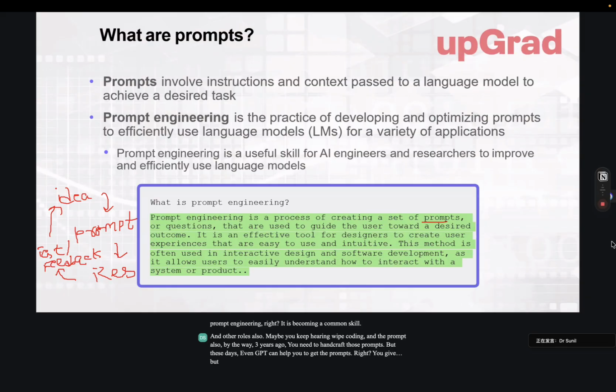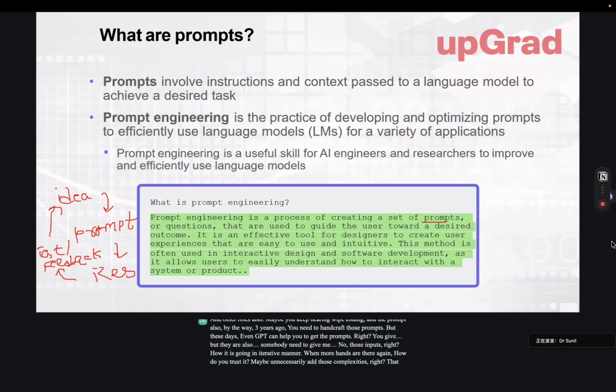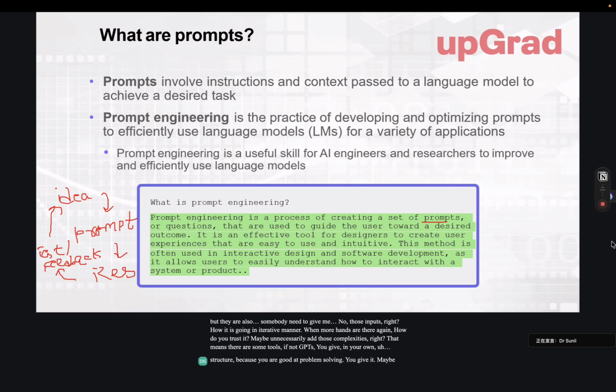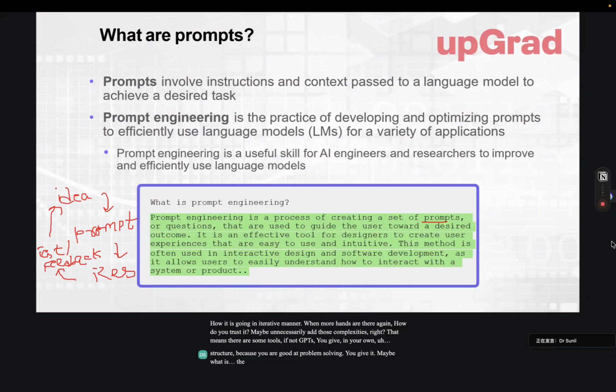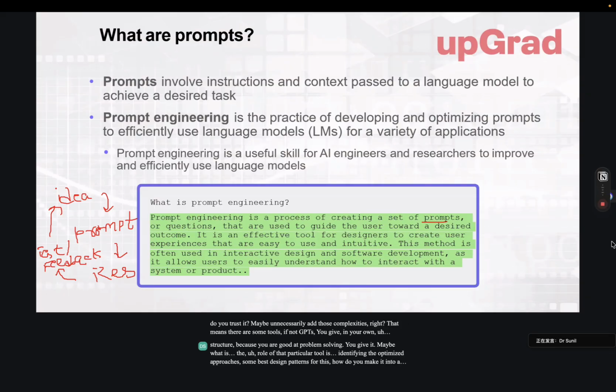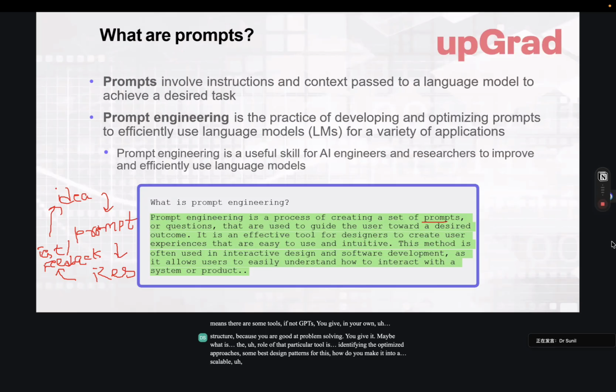You give, but there also somebody needs to give me those inputs, right? How it is going in an iterative manner. When more hands are there, again, how do you trust it? Maybe unnecessarily add those complexities, right? That means there are some tools, if not GPTs. You give it in your own structured way, because you are good at problem solving. Maybe the role of that particular tool is to identify optimized approaches, some best design patterns for this. How do you make it scalable, then generalizable versus specific? So these also require some more skills, right?